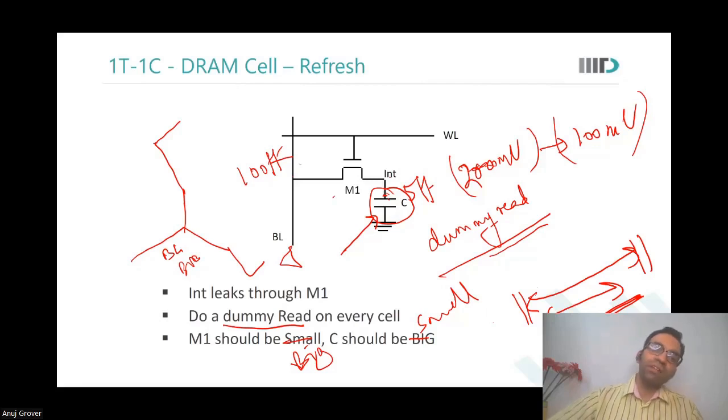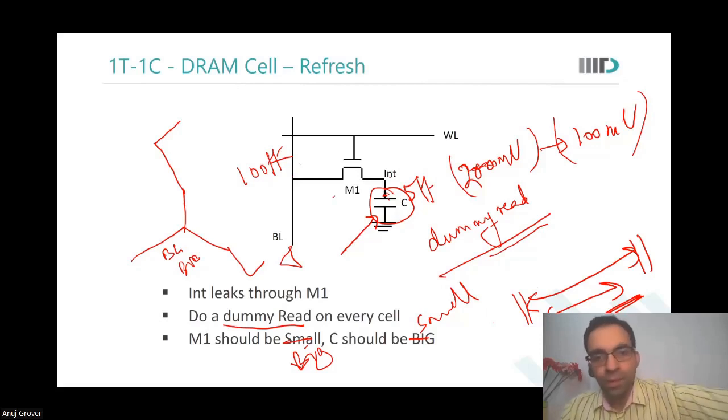Now when you activate the sense amplifier, the bit line goes to 0 and simultaneously INT also goes to 0. So whatever loss of charge had happened, you replenish that charge. And that is why it is called refresh. You refresh that charge. So every read will do this kind of mechanism. So this is how read happens.